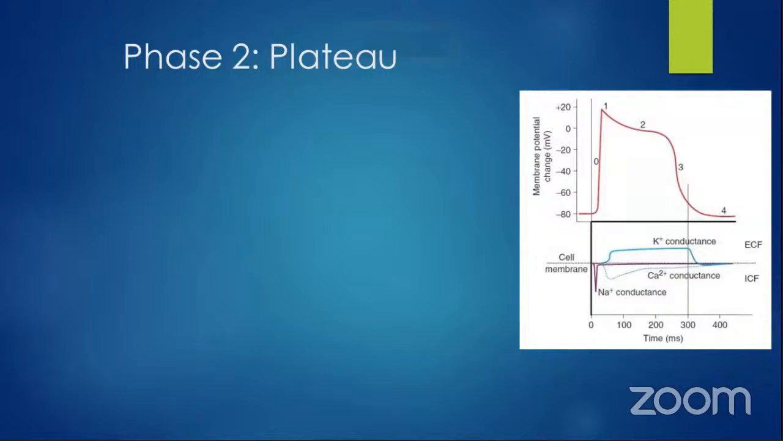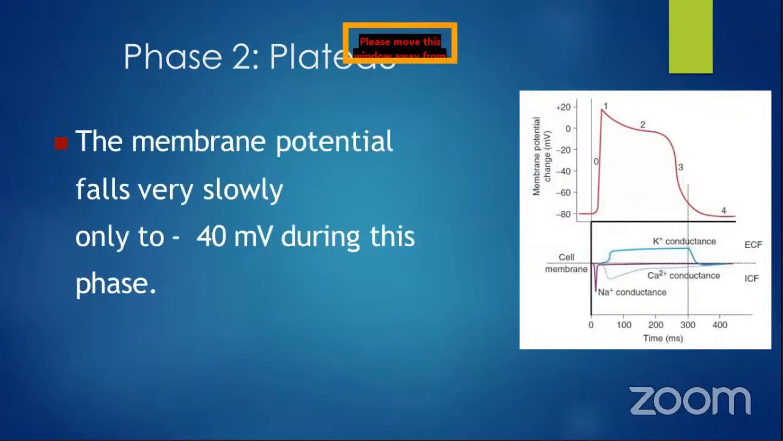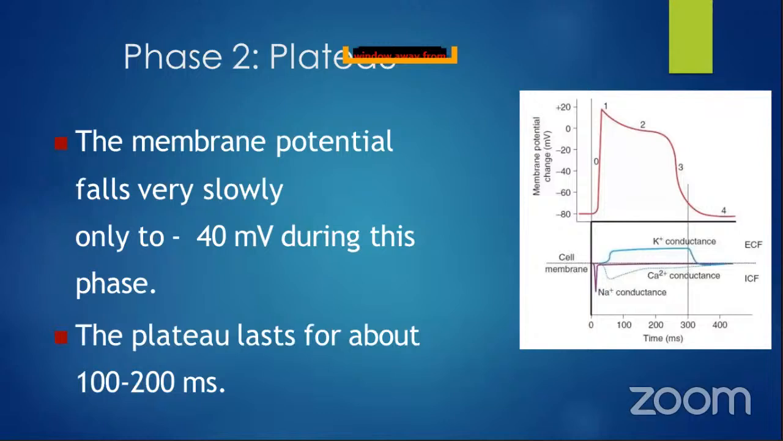Next phase is phase 2, that is the plateau phase. So what is happening in this plateau phase? The membrane repolarizes very slowly, so the membrane potential falls very slowly. It can fall only up to minus 40 millivolts during this phase, and this plateau phase can last for about 100 to 200 milliseconds.